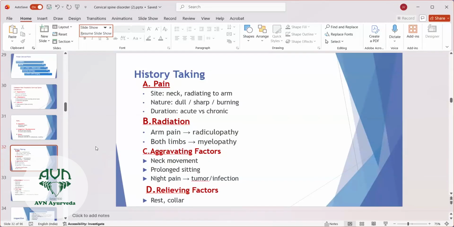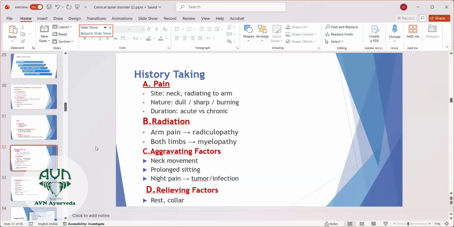So the pain history is very important. First, you have to think about the pain. Ask the patient from where it is originating, and whether it is radiating to the upper limb, medially or laterally, to the inferior angle of the scapula, or to the back of the occiput. Also the nature of the pain, whether it is dull, sharp, or burning. Also the duration, whether it is a sudden onset or a gradual onset. That is the importance of the history while taking the cervical spine examination.